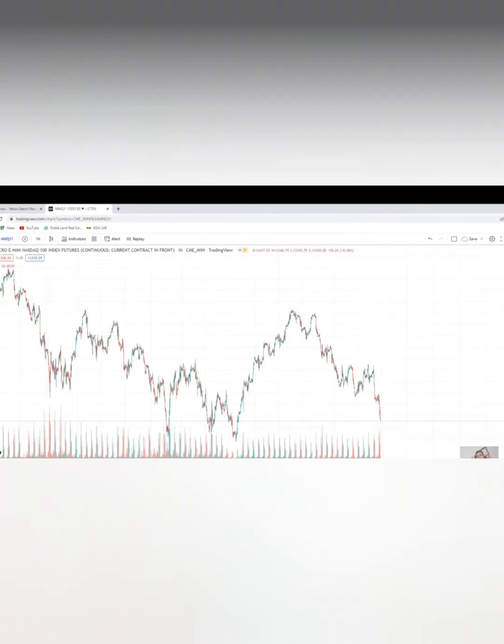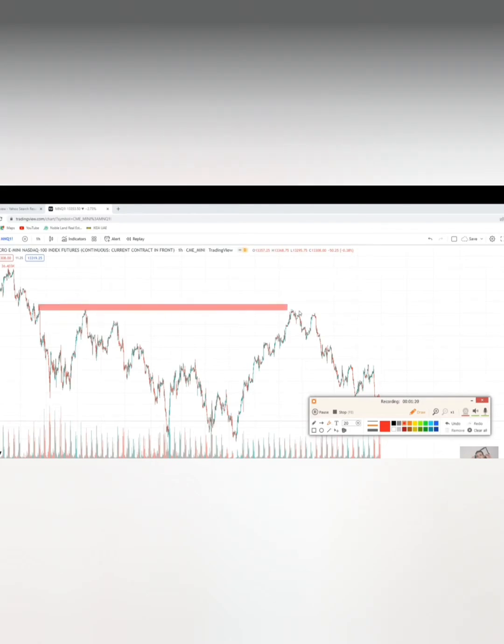So here you come, bring your fancy tool, your highlighter, bring it all the way from here and put it here, right? Now, how do you identify that? Well, this is where it started dropping. This is where it started resisting. So you can see every time it touched this.